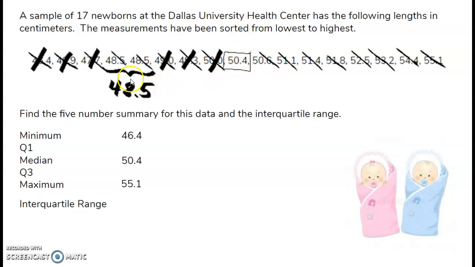And when I calculate that, I end up with 2 numbers at the end, 48.5 and 48.5. And of course, the average of two 48.5s is 48.5. So my Q1 is 48.5.